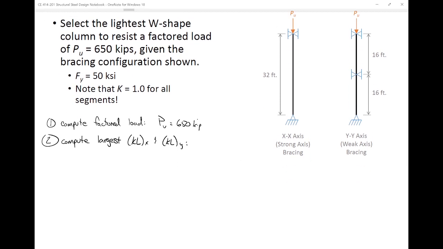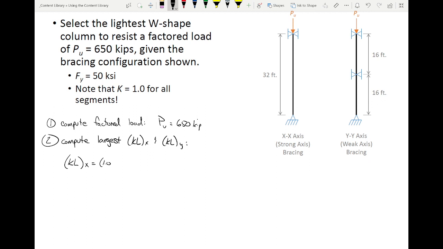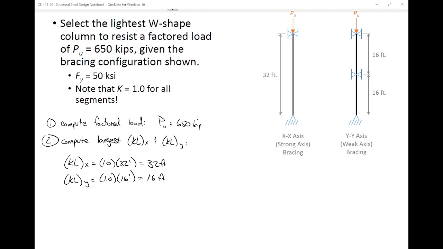Step 2, compute the largest KLX and KLY. So KLX is just going to be 32 feet, and KLY is going to be 1 times 16 feet. If I went too fast on that, stop me. But I think that's simple, right? That should be straightforward.